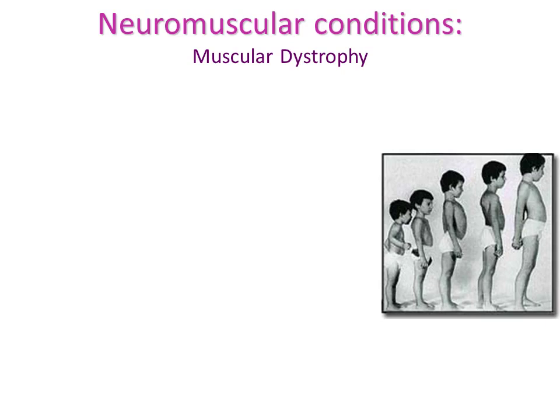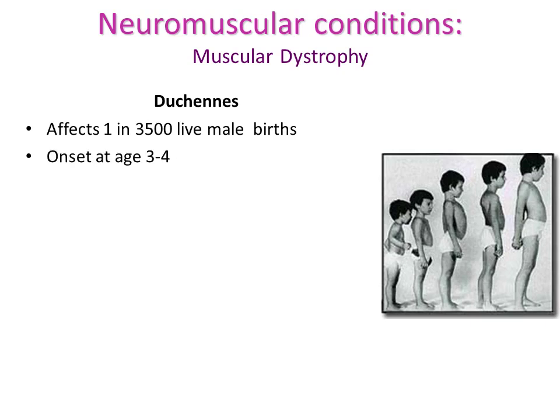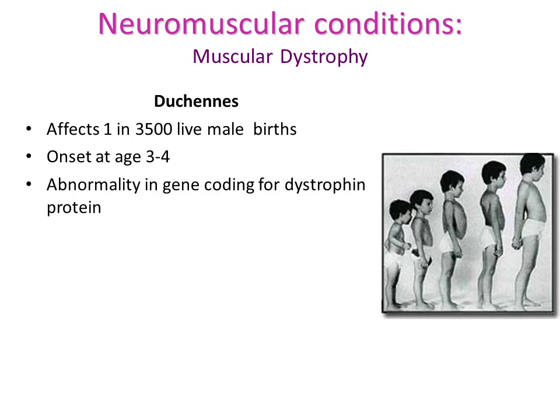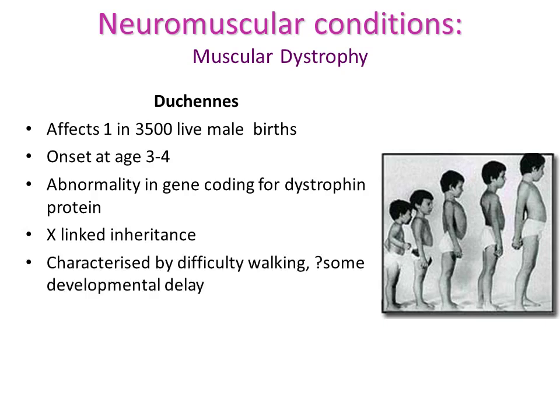So now this is a closer look at Duchenne's muscular dystrophy, which has onset in childhood, and it affects 1 in 3,500 live male births, so it's relatively common. Onset is aged 3 to 4 years, and that's when problems are first noticed. As mentioned, it's a problem with the dystrophin protein and the gene coding for it, and there's very little dystrophin in the membrane. It has an X-linked inheritance, and the early signs are difficulty walking and some developmental delay.